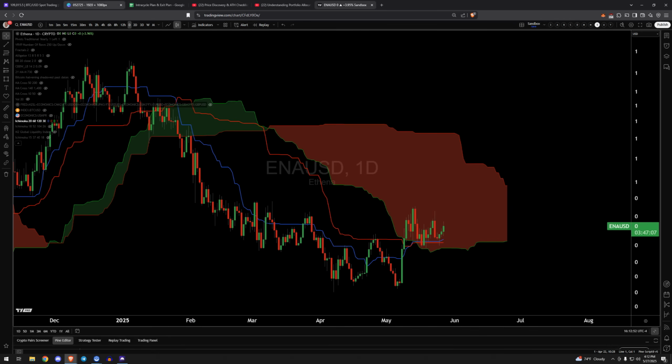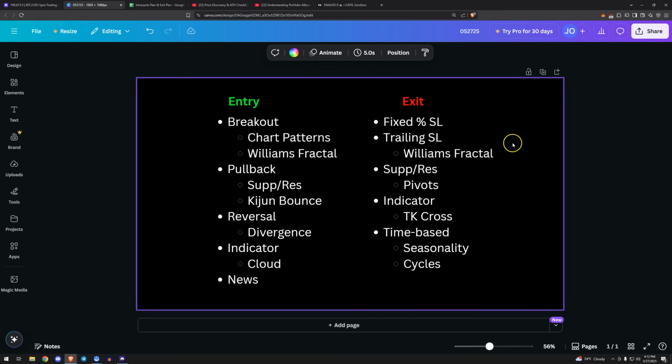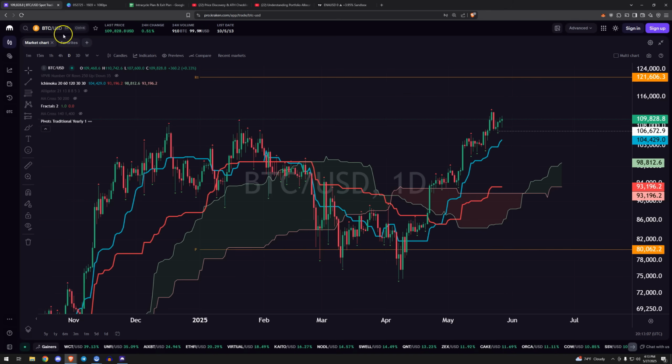And play around with your entries and exits. If you don't like using Williams fractals, just use a fixed stop loss or use specific levels. Or if you're finding every time you measure fibs, we fall a little bit short, maybe you measure it and you just pull it back a bit on your initial exits.